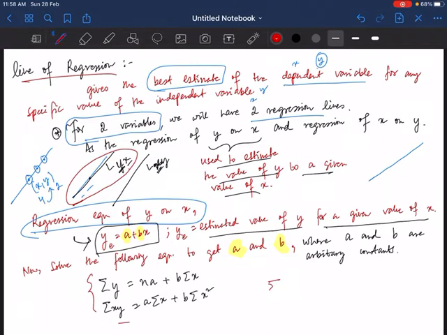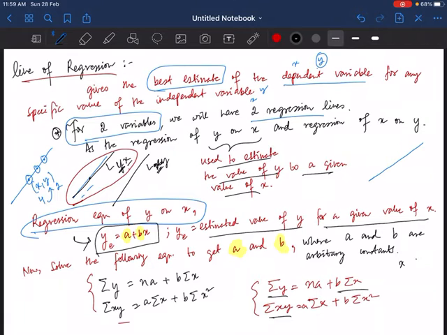One will be summation of y = na + b summation of x. Then just multiply x with this one: summation of xy = a summation of x + b summation of x square. With the help of these two equations, I will try to find the values of a and b. Now you would be asking, sir, where will I get these values? These values we will get from the table.